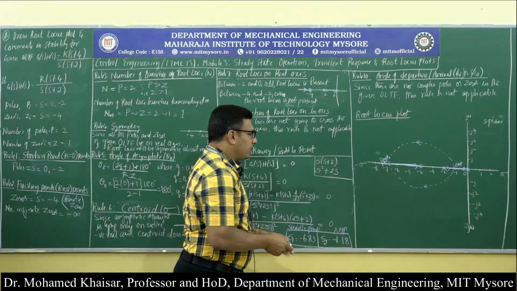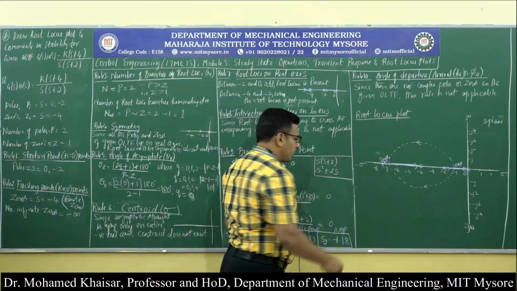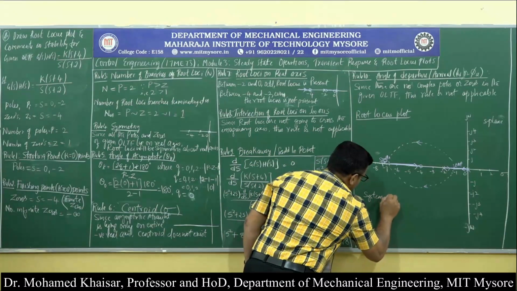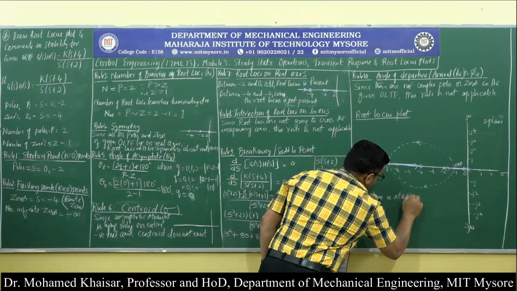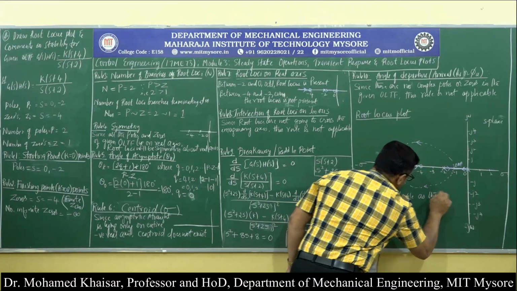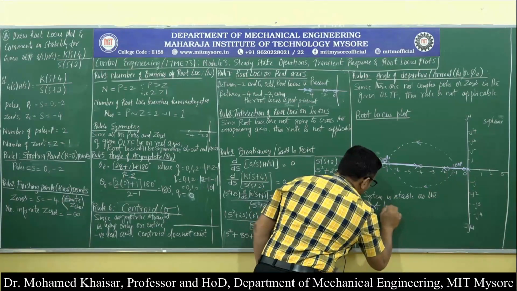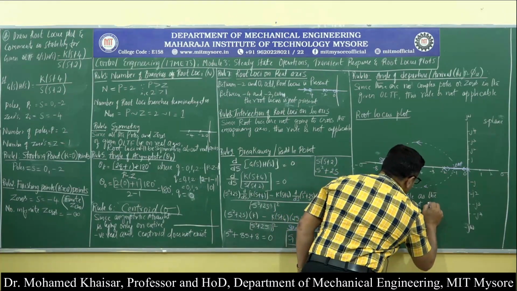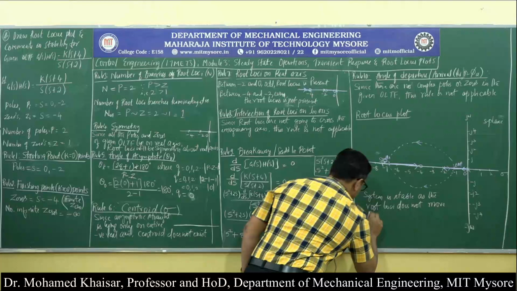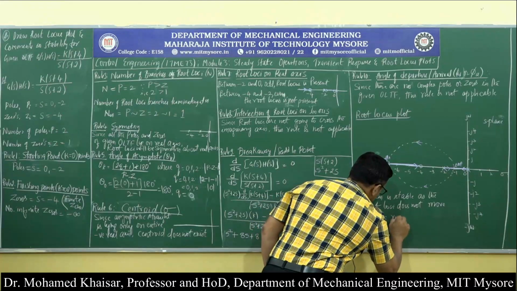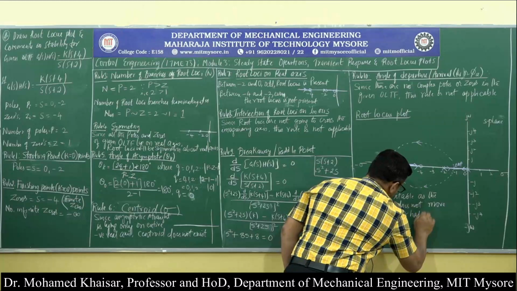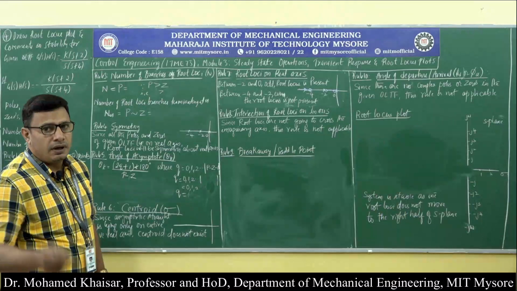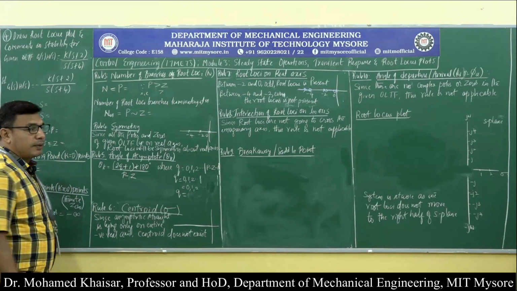Conclusion: this is what is going to be the root locus plot, and the comment we can make is the system is stable as the root loci do not move to the right half of the S plane. Let us solve one more problem, that is problem number 4.